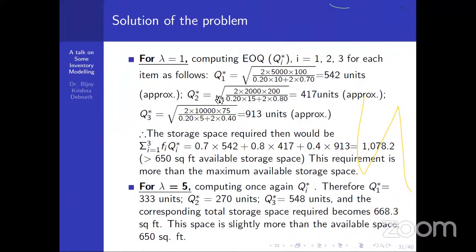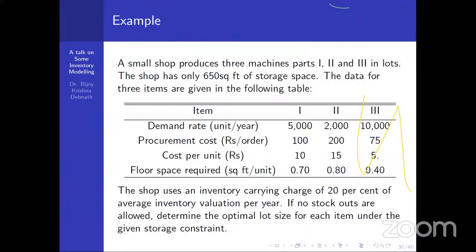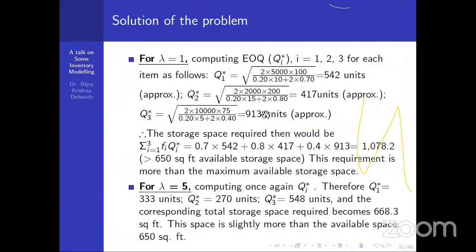Similarly, you find out this Q2 star, Q3 star, and you calculate this total storage space, and you will see that it is 1078. But your total floor area is 650. Total floor area is 650, but with lambda equal to 1, we get 1078. So this cannot be your optimal value, right?